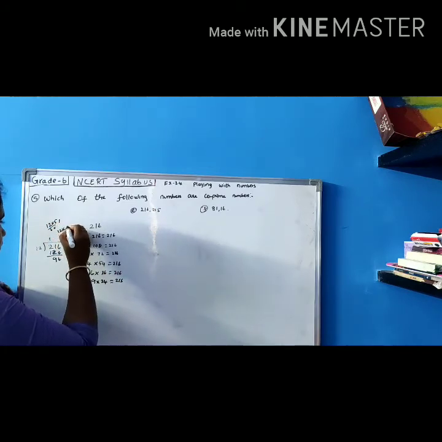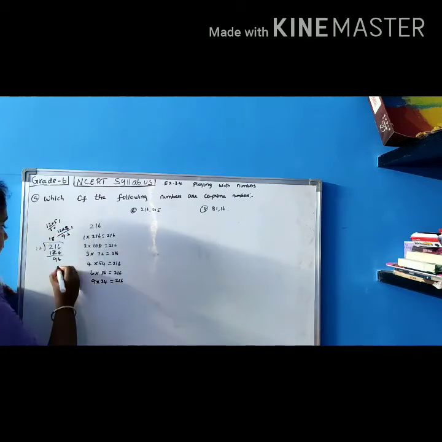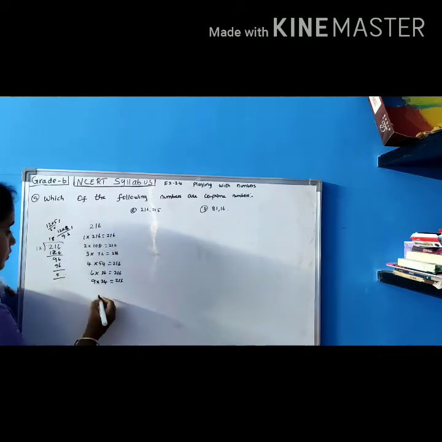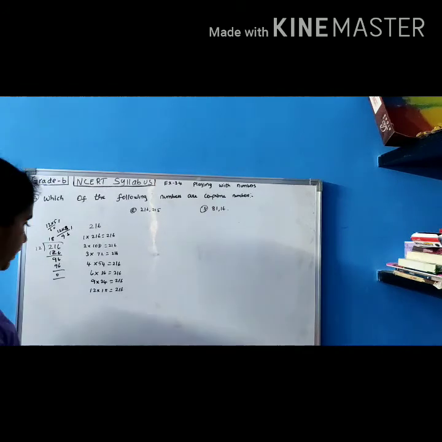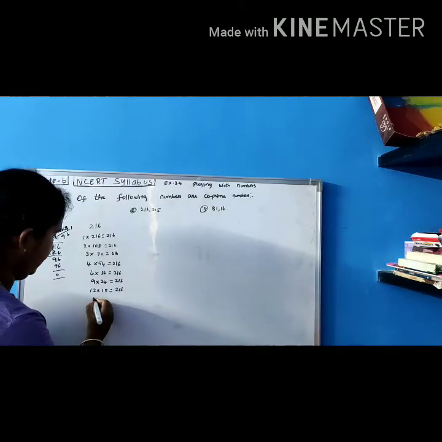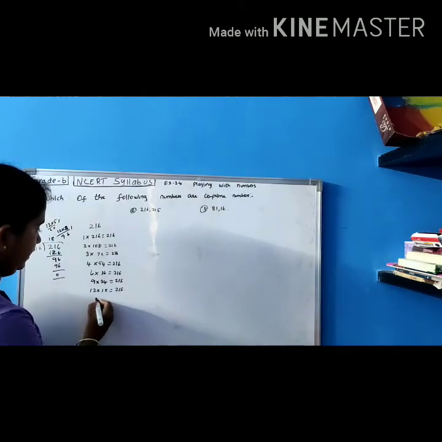12 into what gives you 96? 2 9s are 18. 2 8s are 16. Balance 1, 1 8s are 8, 9, 96. So 12 into 8 gives you 96. So 12 into 18 gives you 216. Did you understand? Okay. Next we can write 13, 14 and then it goes on.